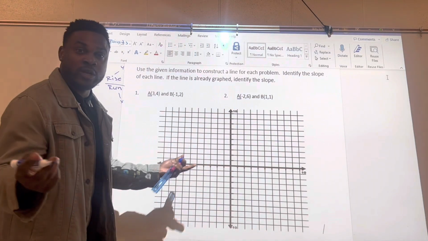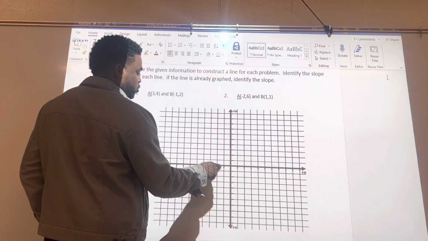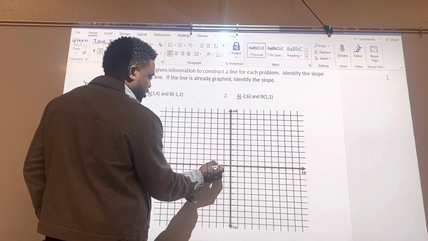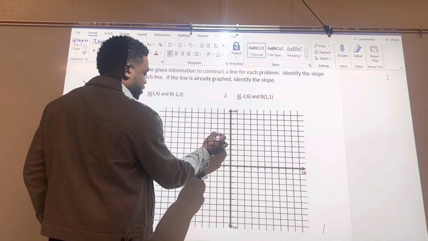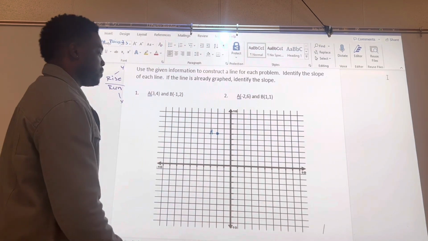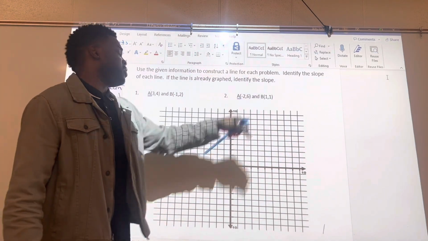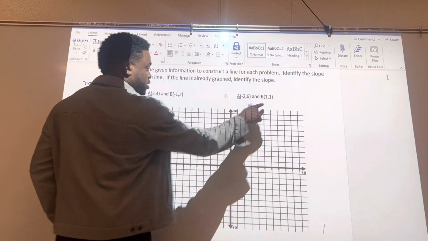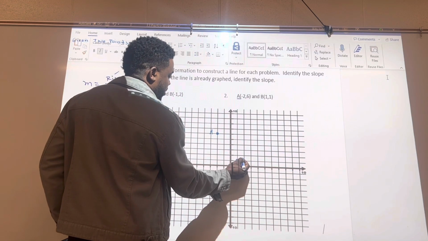So the first thing we do, we plot the points. We are going 2 units to the left and 6 units up. So meaning that over here, 1, 2, 3, 4, 5, 6. So I'm here, and I'm going to call this my point A. Now I need to plot the second point, point B. You notice the point B is 1, 1, meaning that I am going to be over here. This is my point B.